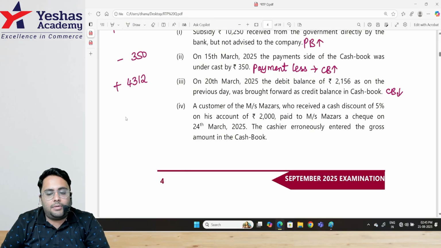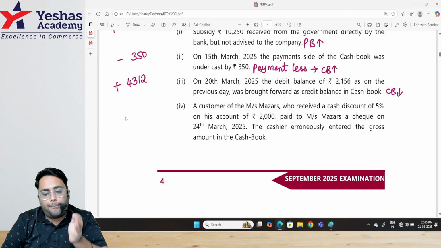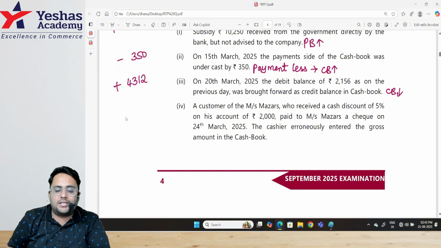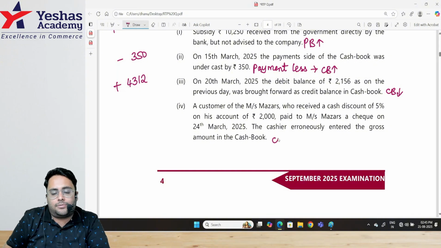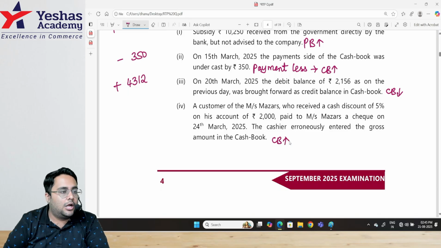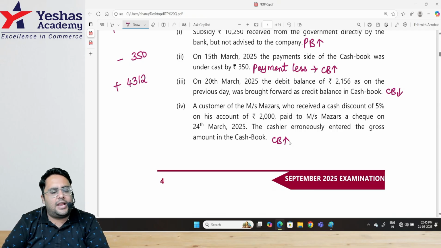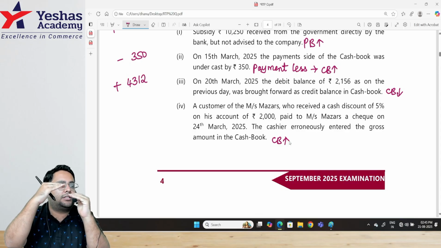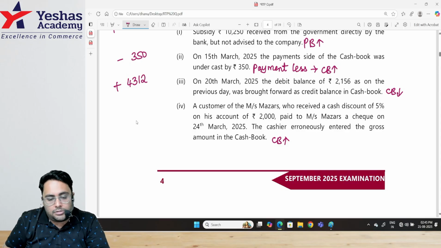Next one, the customer of Messrs. Mazars who received a discount of 5% on his account of 2000 paid Mazars a check on 24th March. Cashier erroneously entered the gross amount in the cash book. In the cash book, how much you recorded? 2000. But how much you actually received? 2000 minus 5%, 1900. Passbook 1900, cash book 2000. What are we supposed to do? Deduct. How much will you deduct? 100.